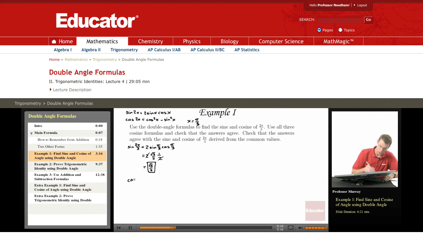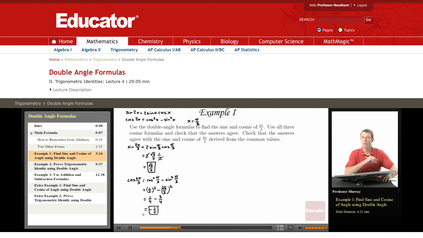And now let's try the cosine. Cosine of 2 pi over 3 is cosine squared of pi over 3 minus sine squared of pi over 3, according to our formula. But we're going to check it out and see if it works. Now, cosine of pi over 3 is 1/2, so 1/2 squared, minus the sine of pi over 3 is root 3 over 2, so we'll square that out. 1/2 squared is 1/4. Root 3 over 2 squared is, root 3 squared is 3, 2 squared is 4. So we get 1/4 minus 3/4 is negative 1/2.